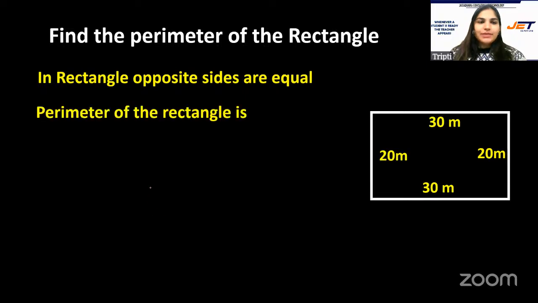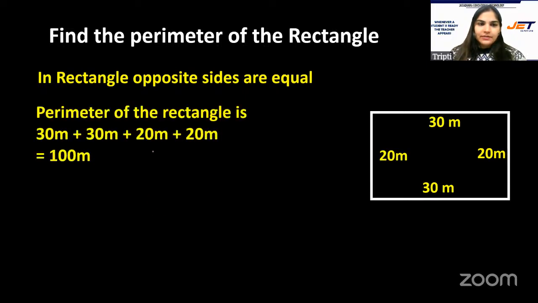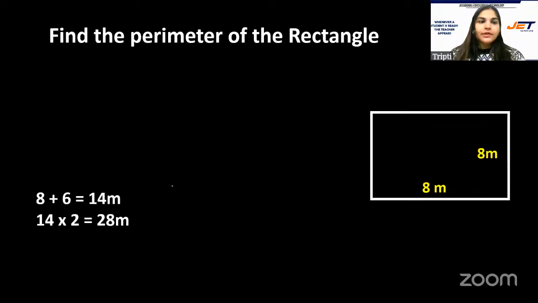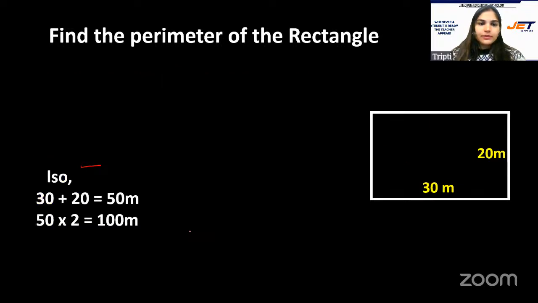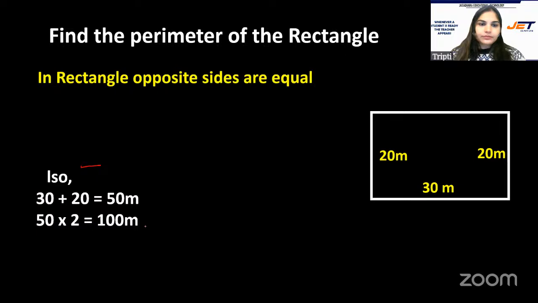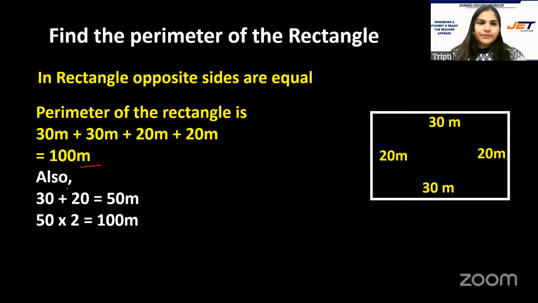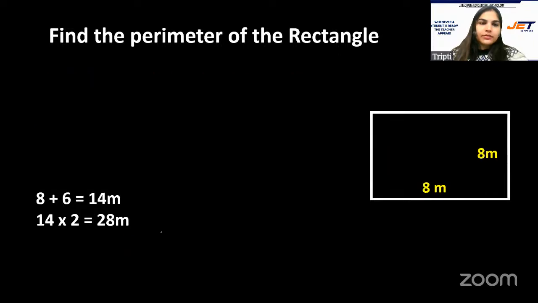So here 20 plus 30 plus 20 plus 30, which is equal to 100 meters. Remember that writing the unit is very important. Or here, what you can do is, look, 30 plus 20, which is equal to 50 meters, times 2. Okay, 100 meters.